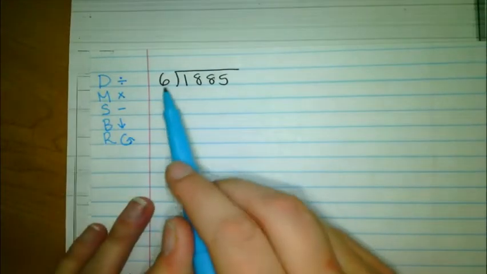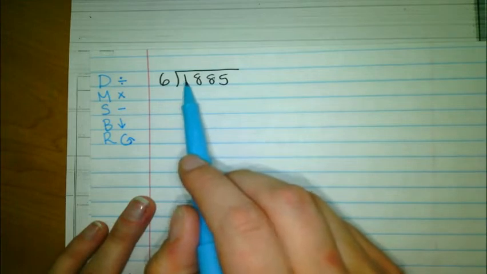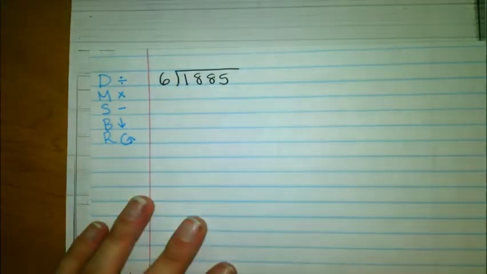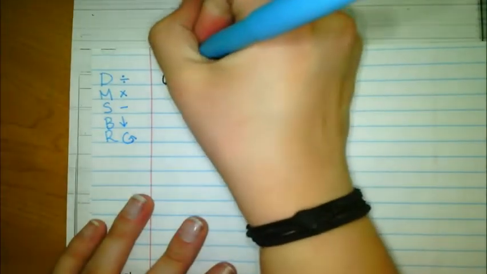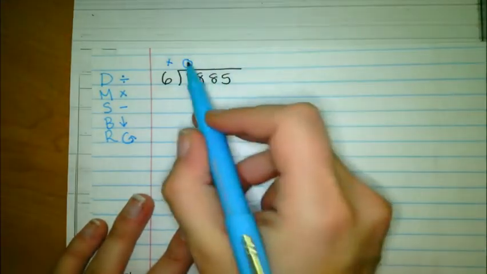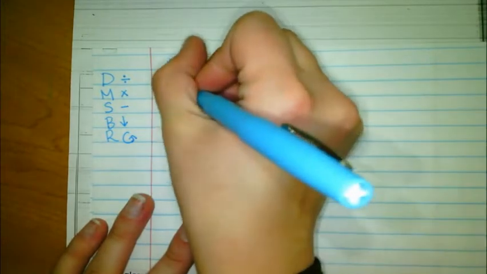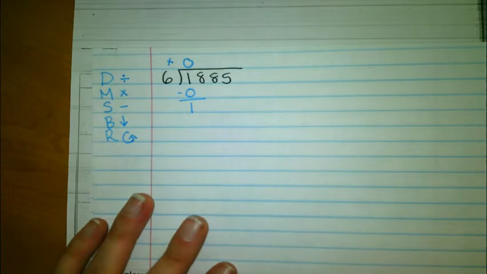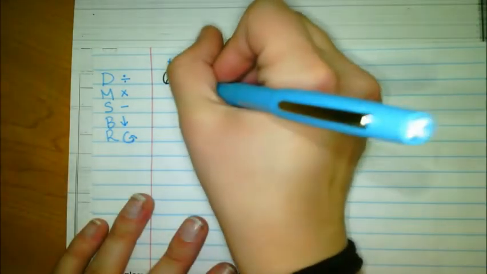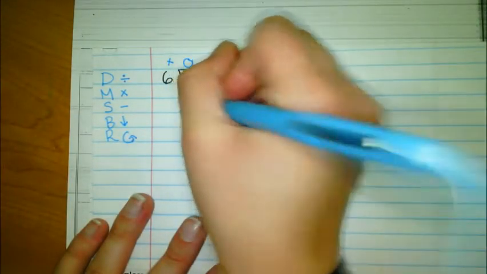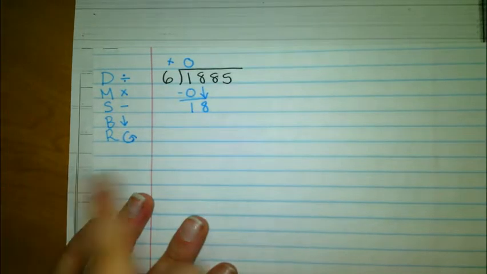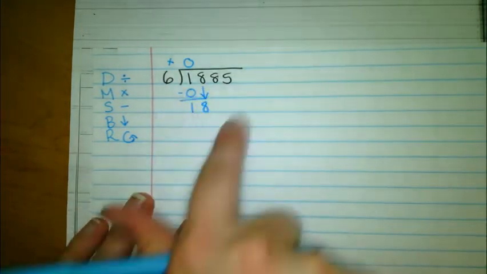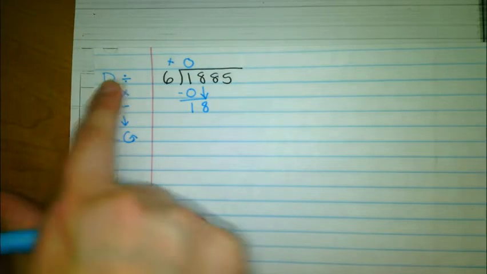So first up is dad divides. I want to see 1 divided by 6. How many 6s can I fit inside the number 1? Well, I can't fit any in there, so we do 0. Mom multiplies. 0 times 6 is 0. Sister subtracts. 1 minus 0 is 1. Now brother brings down. My number is 18. And Rover repeats. So Rover takes the 18 up to dad to divide.